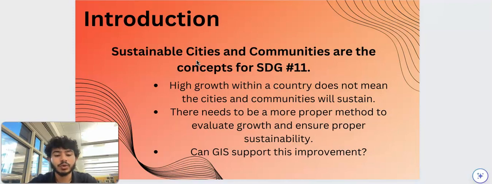Before I get into the whole concept of sustainable cities and communities, I just want to point out that high growth and high GDP within a country does not specifically mean that cities and communities will sustain. Most of the time with a very fast growing country, inflation increases, although the unemployment rate is very low. Conditions for countries such as this may have a very long-term negative effect for the city and community. There needs to be a more proper method to evaluate growth and ensure proper sustainability. The big question I have is, can global information systems support this improvement?